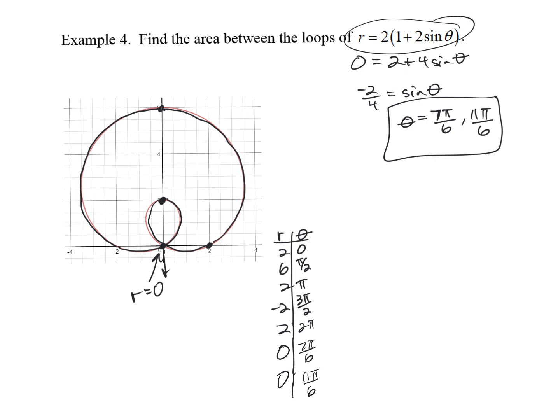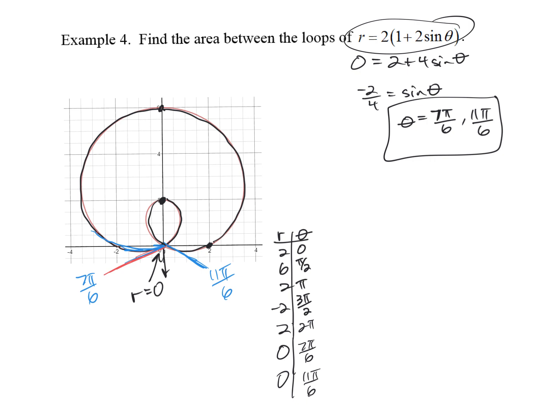As we get right here, let me get a different color. Right here is 7 pi 6. Can you see that's kind of like where this is coming in here? This coming in right there at 7 pi 6 at that angle. And then it's coming out at 11 pi 6. Like that, 7 pi 6, 11 pi 6.